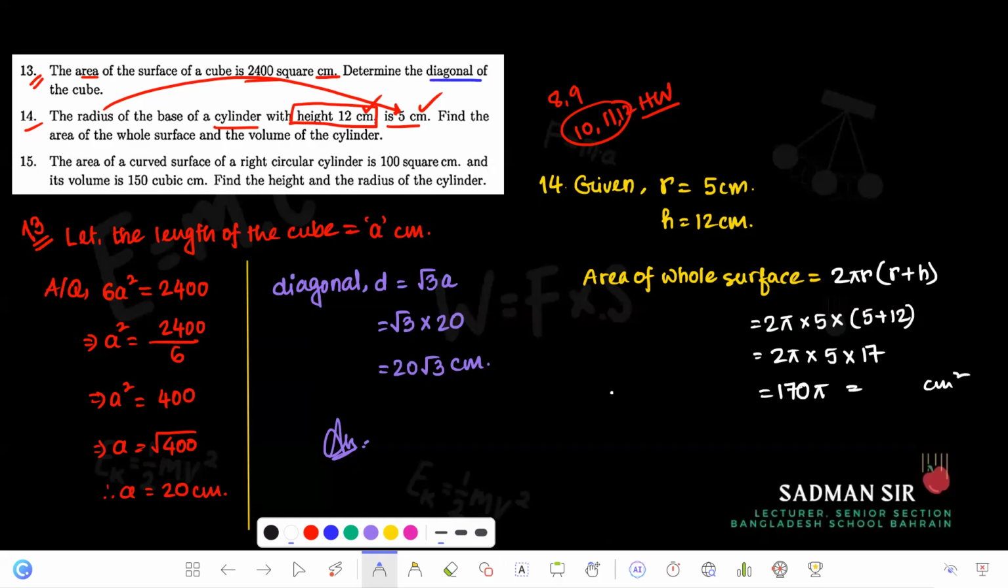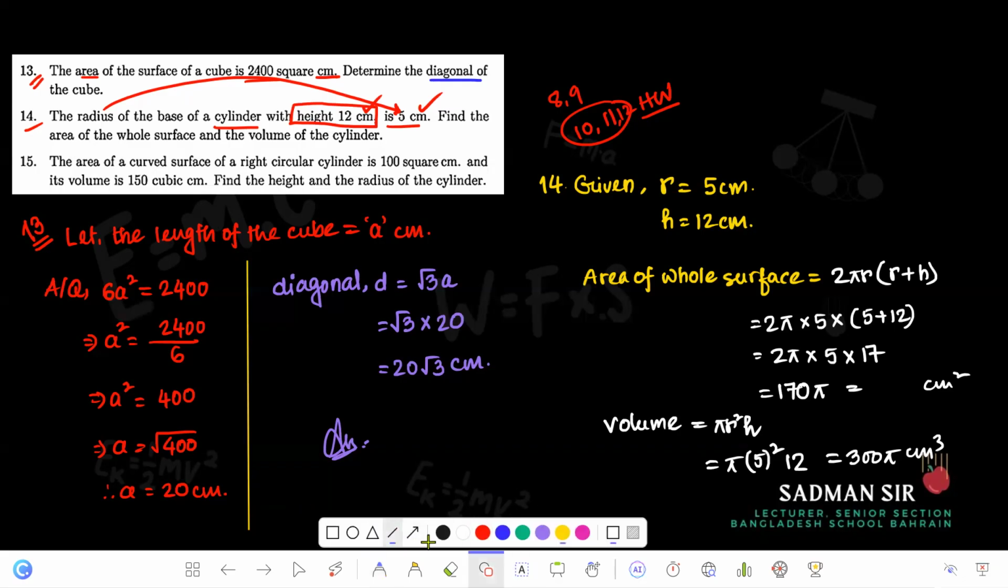Then they told us to find the volume also. Volume is pi r square h. What is r? r is 5 and height is 12. So you can do the calculation, 25 into 12. That gives us 300, I guess. 300 pi. Convert this to decimal. The answer will be in centimeter cube. So I hope you got the idea.